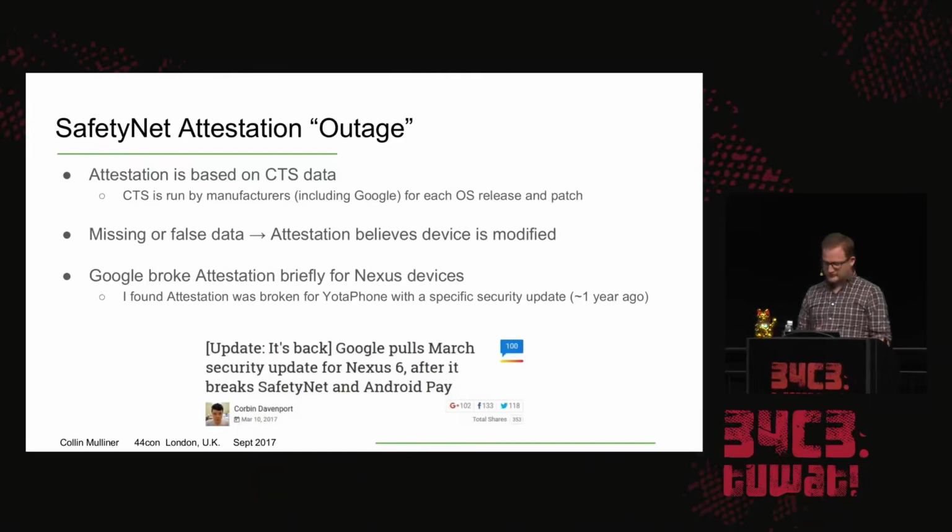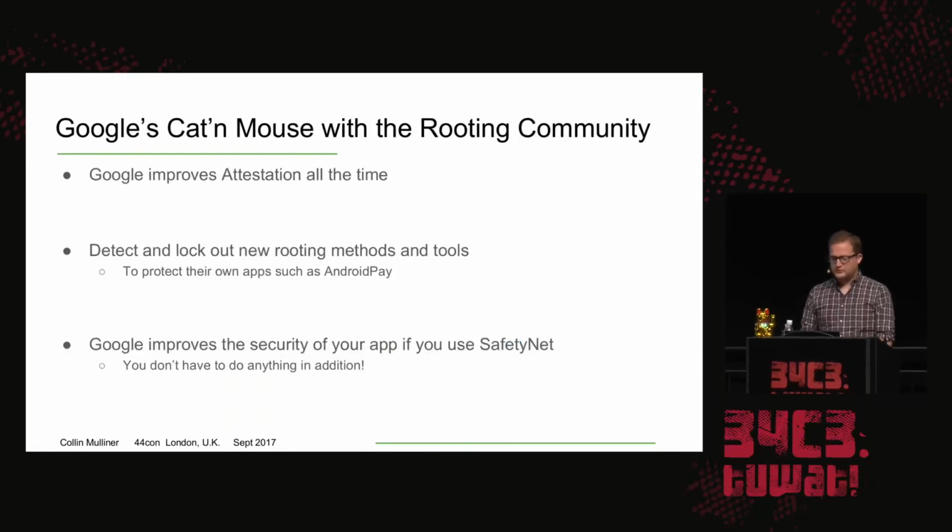Here in March this year, Google had to pull a security update for the Nexus 7 because it broke their SafetyNet, and thereby also the Android Pay part. I don't know how that happened, but basically if SafetyNet attestation has an outage and you can't react to this outage, you will have an outage too as an app developer, and you probably do not want that. The fun part about SafetyNet in general: Google really improves it all the time. If you follow forums, rooting forums, and so on very closely, you will see this cat and mouse game.